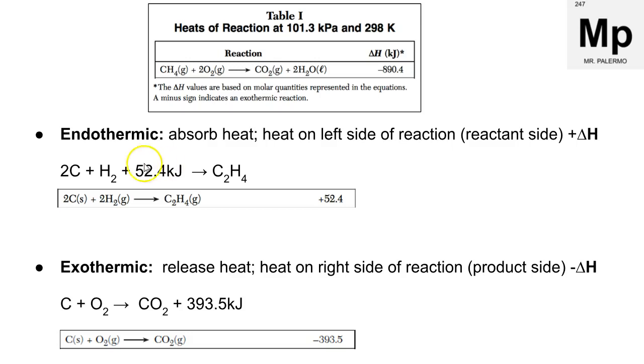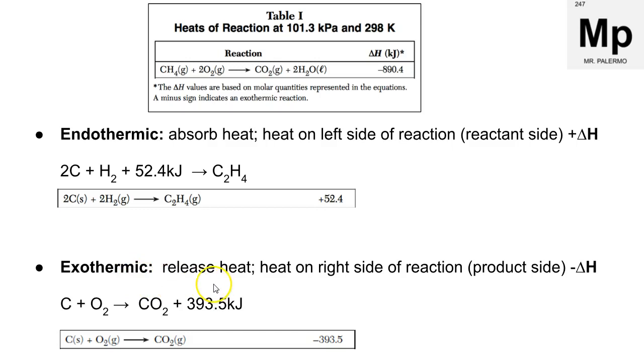If it's not listed as such here, then you can look it up on table I, as we can see here, and we look for the delta H value. Now at the bottom of table I, it reminds you that a minus sign indicates an exothermic reaction. So a positive sign then would be an endothermic reaction. So this is taking in energy in order for carbon to bond with hydrogen to make C2H4.